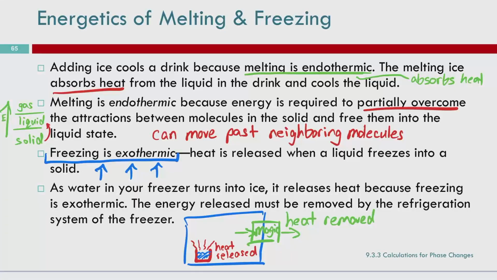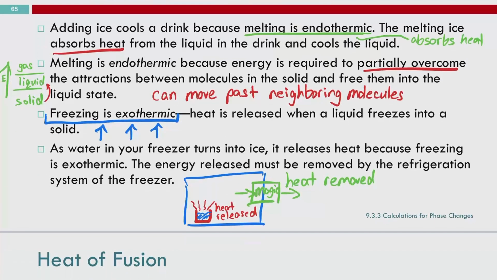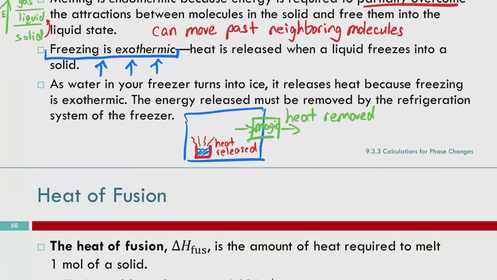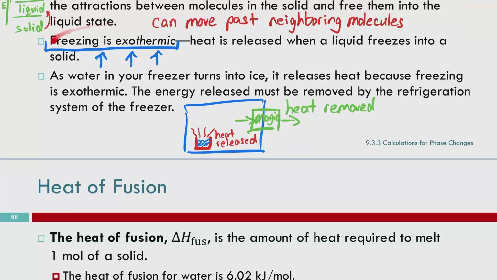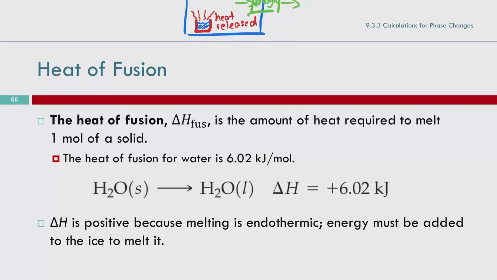So our water loses heat to the environment, just the surrounding air, and that causes it to cool down. Eventually it cools down enough that it can freeze. And our magic box and compression coil remove the heat. So freezing is exothermic because the opposite process, melting, is endothermic.